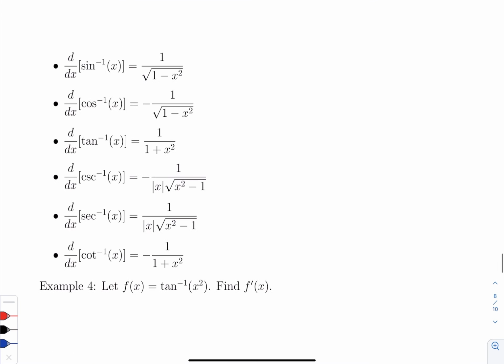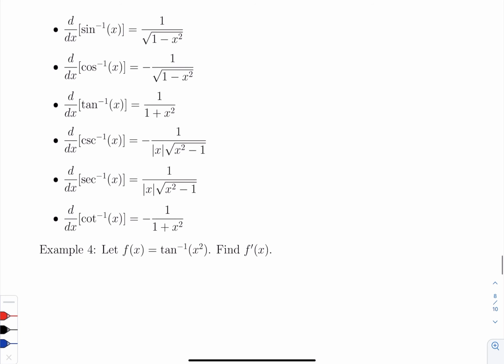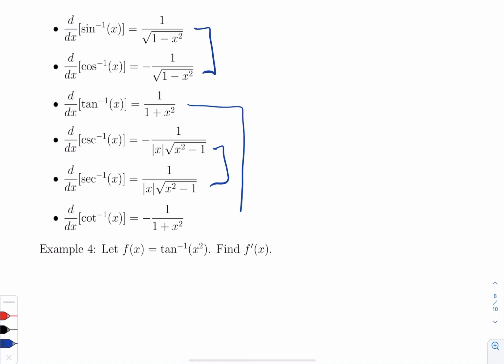Now here I have all 6 of the inverse trig functions, the derivatives of the inverse trig functions listed. And so again, similarly to how the derivatives of the regular trig functions, there's a pattern. We have a pattern here. All the functions that start with a c end up with a negative derivative, and then they kind of pair up, right? So these two go together, these two, and then these two.